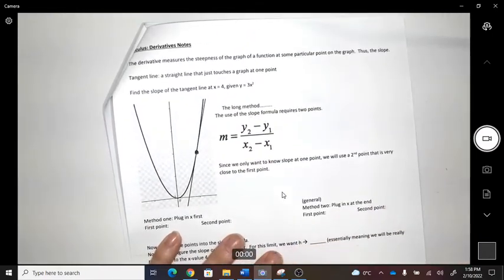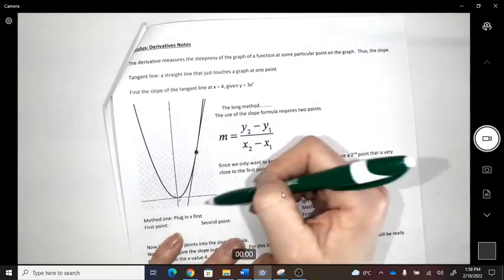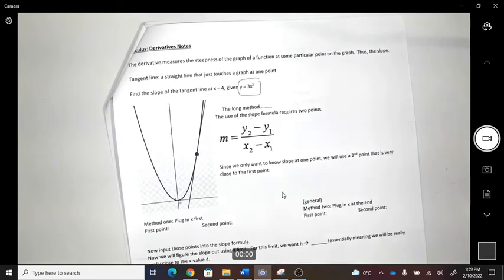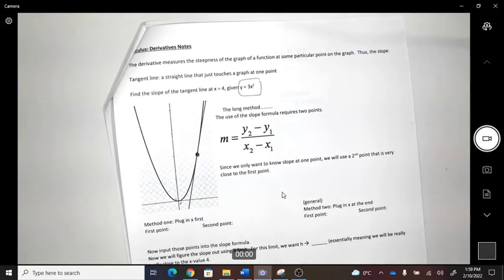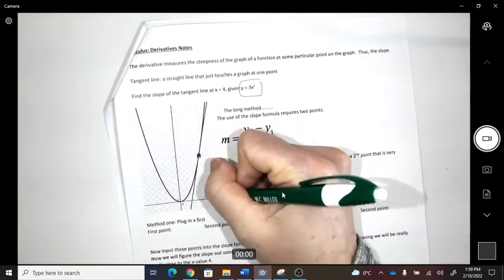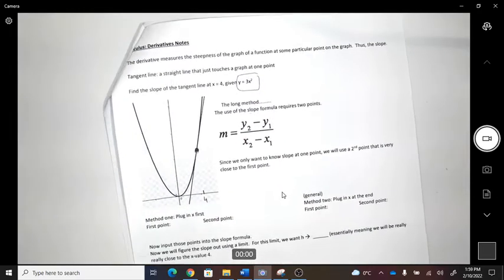Okay, so I've been given this equation, y equals 3x squared, and you know that that's a parabola. And I'm going to try to figure out the slope of a tangent line at exactly x equals 4.